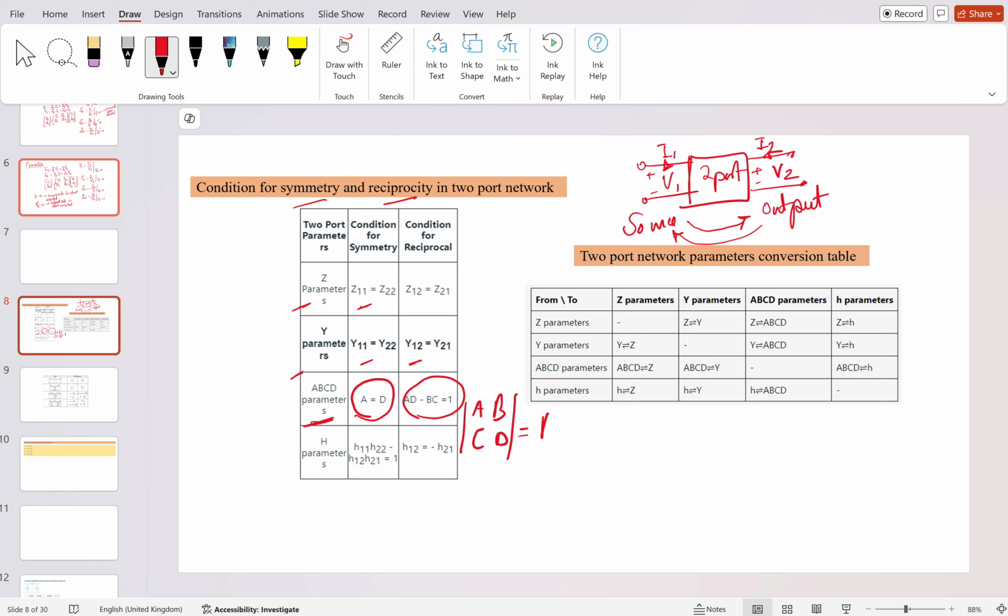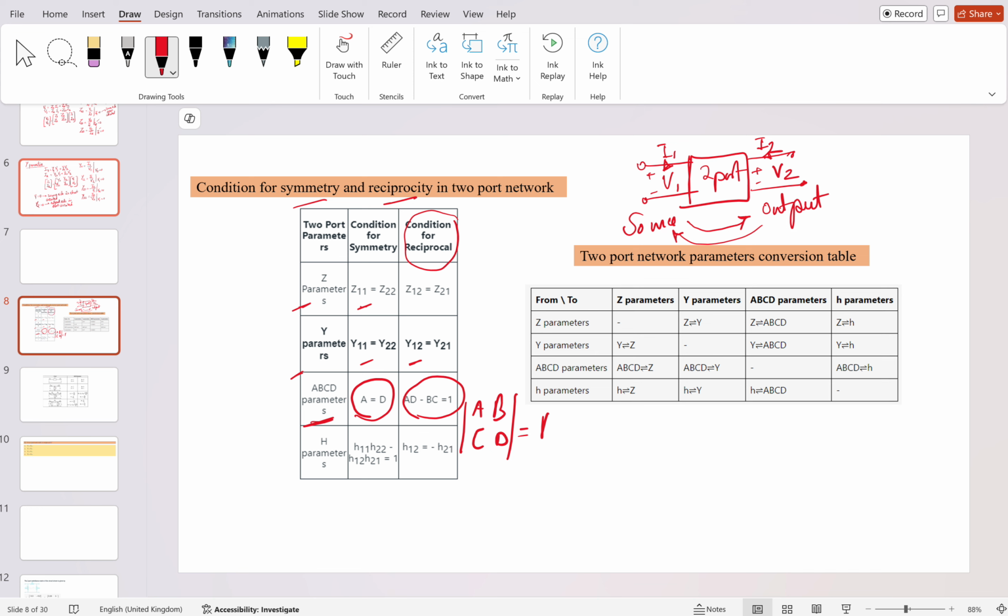So the meaning of reciprocity is that when you exchange the output with the source, the circuit topology remains the same and you get the same output, whichever side you take the source or the output. That is called reciprocity.